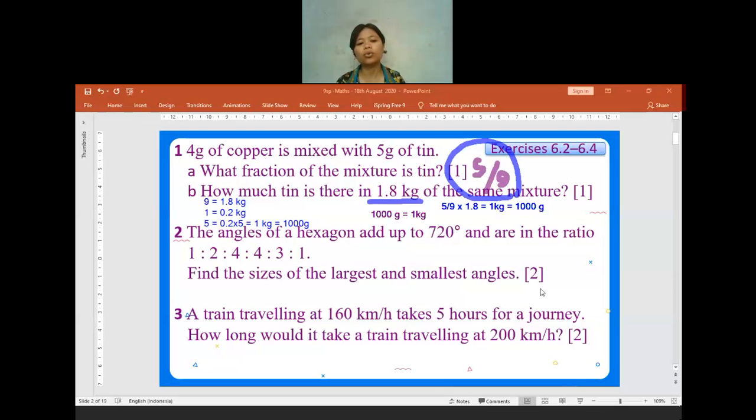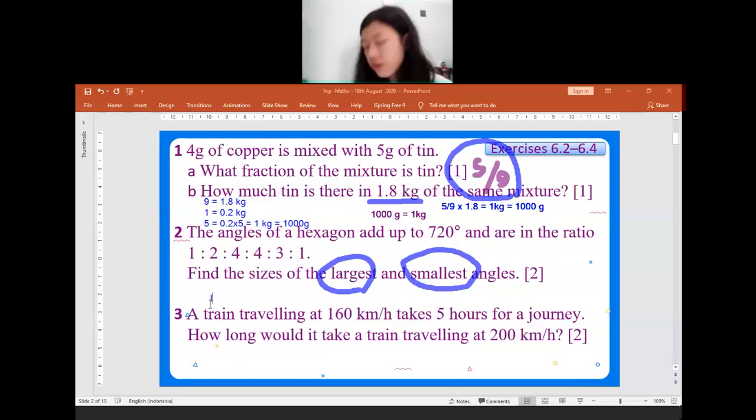For question 2, we have the hexagon. The angles total 720 degrees, and the angles are given in the ratio 1 to 2 to 4 to 4 to 3 to 1. There are 6 angles, and in question 2 we just need to find the largest and also the smallest angle. So is there anyone who already found the largest and the smallest angle? Largest 192 degrees, smallest 48 degrees.